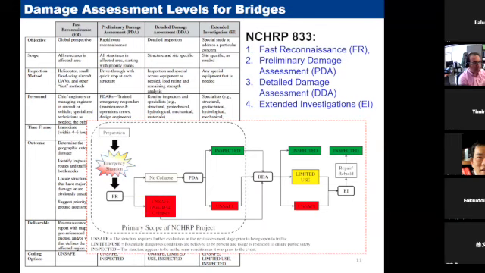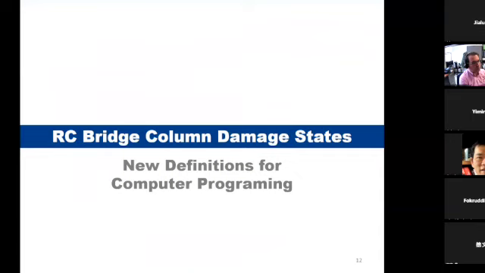so I can comment better. And if you're not happy with that, then you can do an engineering assessment, or what they call extended investigation, which is a case-by-case study. That would be a full engineering report saying this bridge is okay or not, or has to be repaired or replaced. So that's what we have: fast reconnaissance, PDA, DDA, and EI. In this project, our goal is to combine PDA and DDA using the tools that we developed. That would be a great advantage if possible, and I'll show that toward the end.